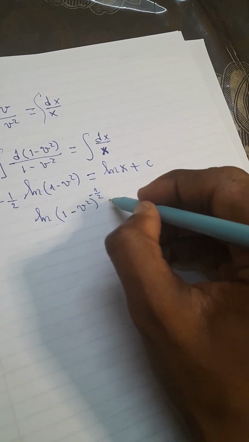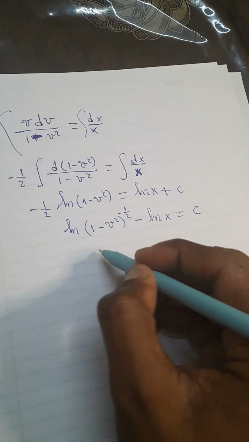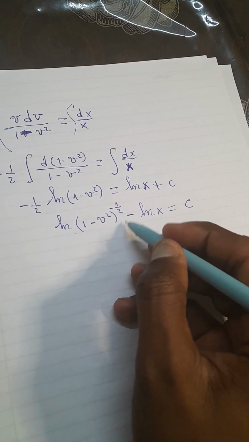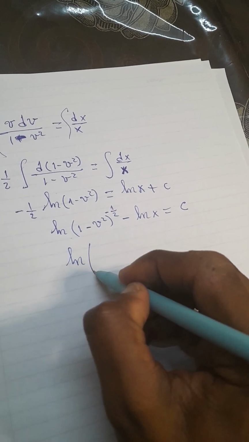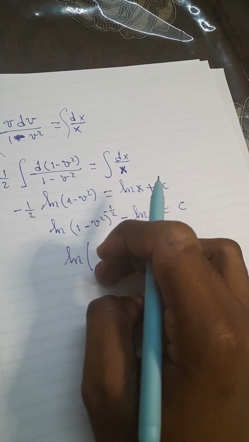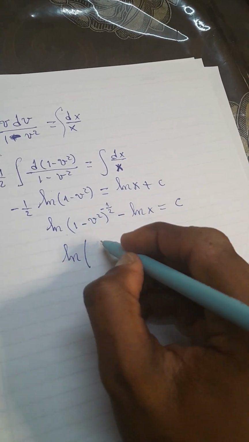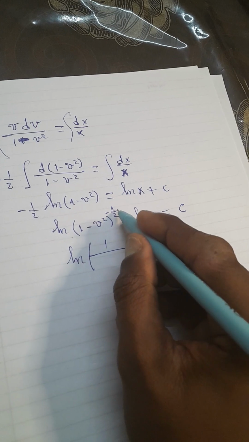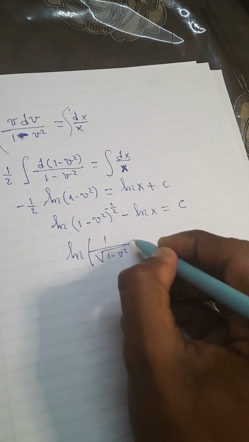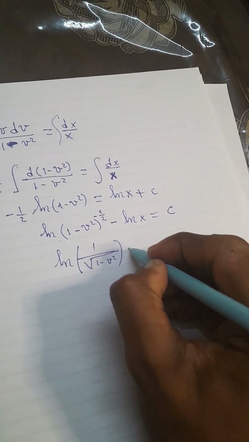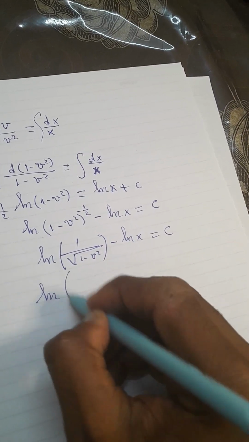So what is the next expression? You can bring this one here: ln of x equal to c. This will be the same as a right ln. This is minus, so this will go down, and this is root, and this is minus, so it will also go down. This will be 1 upon root of 1 minus v square, and this is minus ln of x equal to c. Then here you can just play. This will be this.